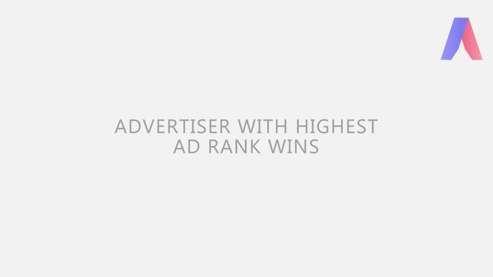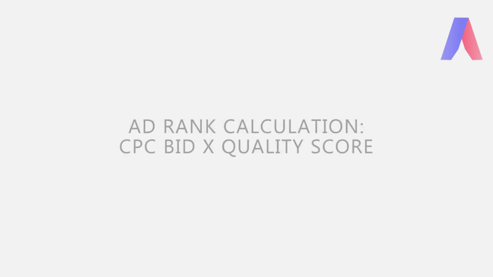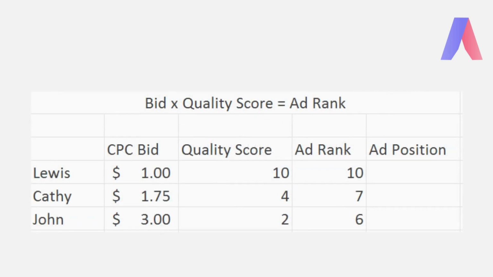That's the million-dollar question, right? Well, ad rank is simply the cost per click bid times your quality score. As an example, I've got a little chart here. We've got Lewis, Kathy, and John. Lewis is bidding $1, Kathy's bidding $1.75, and John's bidding $3.